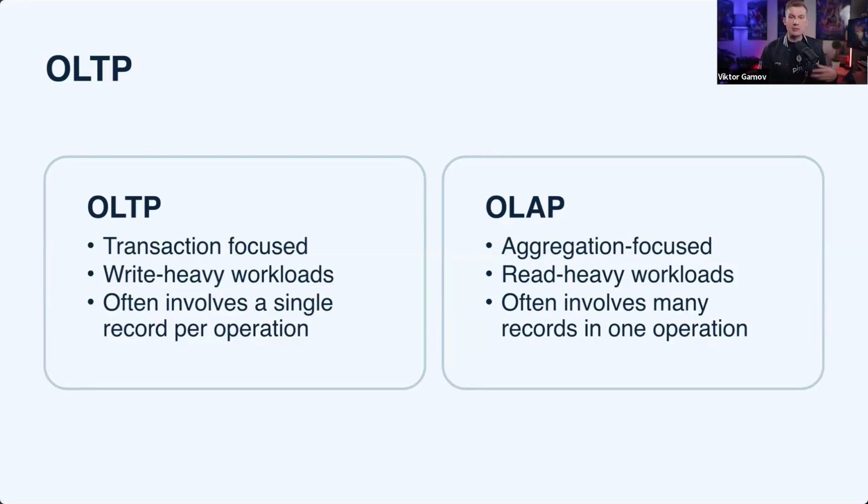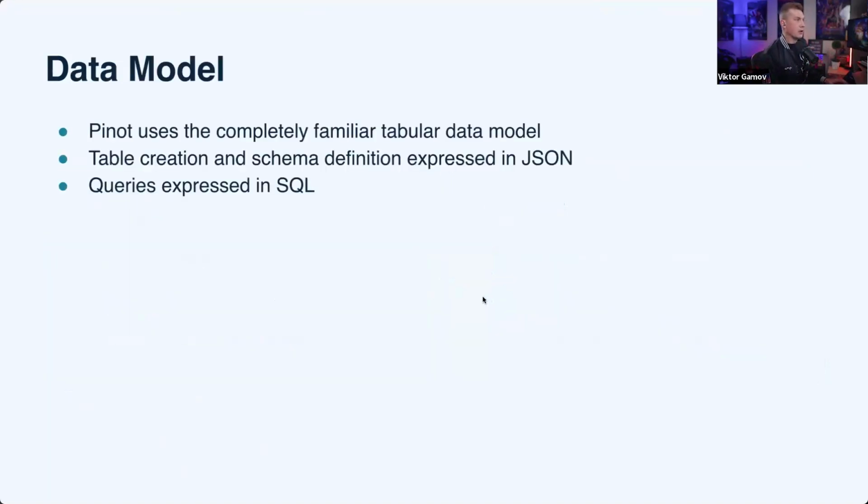So the Pinot table supports ingesting from a streaming data source like Apache Kafka. At the time when data arrives inside Pinot, this data will be available for queries. So that's why freshness and the low latency between the ingestion and getting results is also a very important component of Pinot.